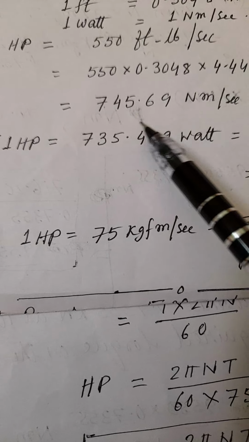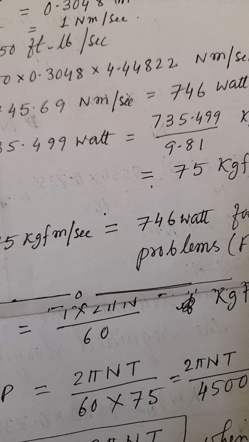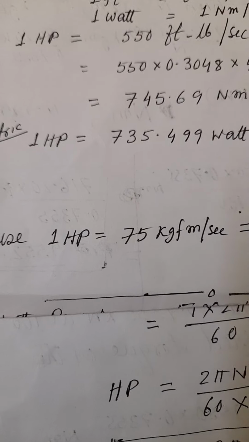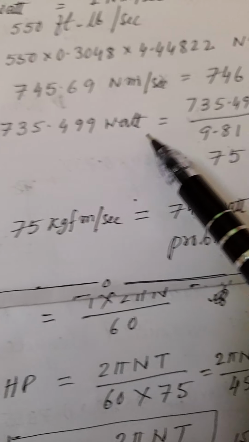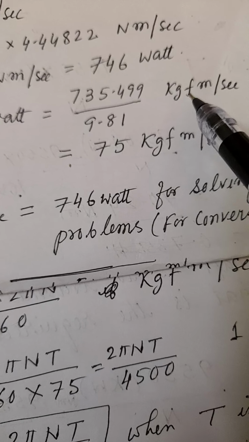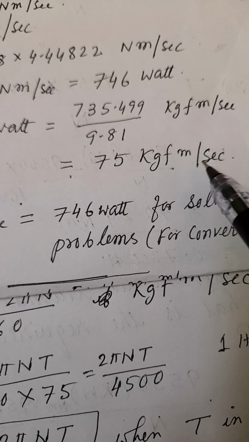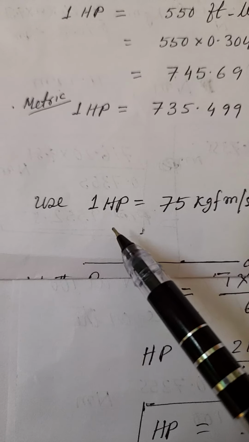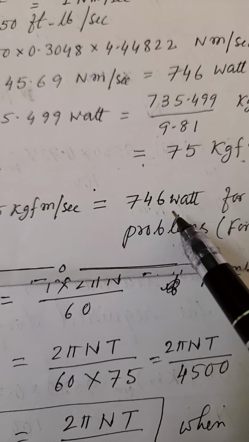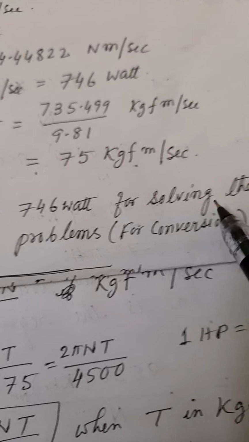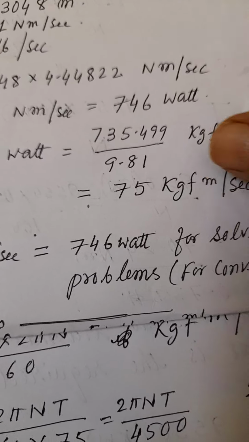So you can use this one or this one for problem solving, anyone, no problem. So this you convert, this watt to the kg force meter per second. This will be 75 kg force meter per second. So use 1 HP is equal to 75 kg force meter per second or 746 watt for solving the problems.